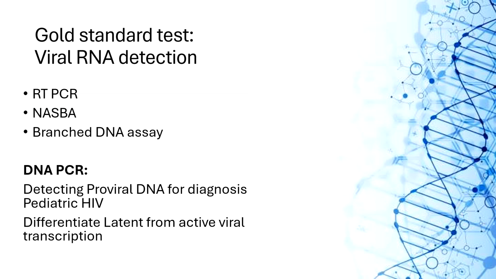or it is only the transplacental antibody. We cannot rule it out within 6 weeks. So for that, infection can be detected and confirmed with the detection of proviral DNA. And how does it differentiate? It basically differentiates latent infection from active viral transcription.